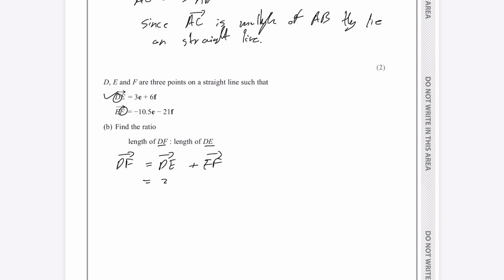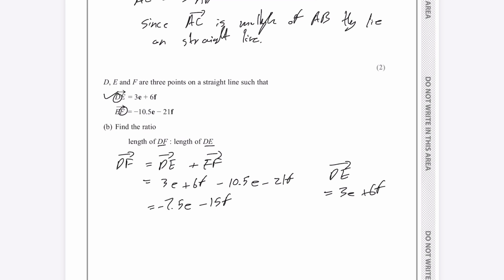So that's going to be 3E plus 6F, well, I can write the plus, but it'll be minus 10.5E minus 21F. And that's 7.5 minus 7.5E, sorry, minus 15F. So that's D to F. And then D to E is 3E plus 6F. So now comparing these two, so let me just write that properly.